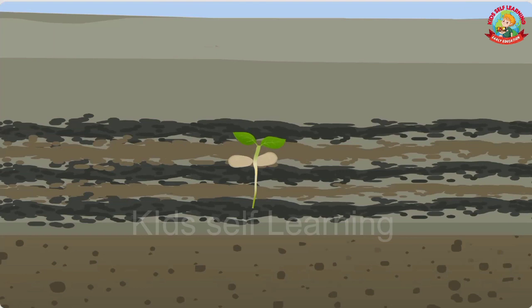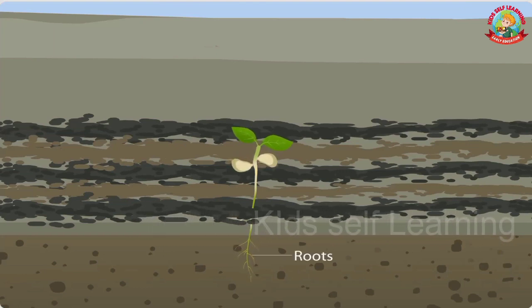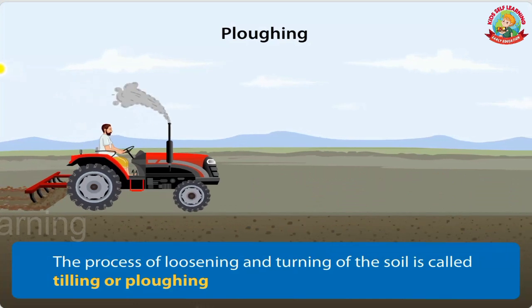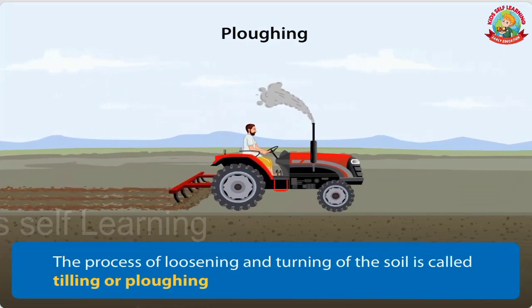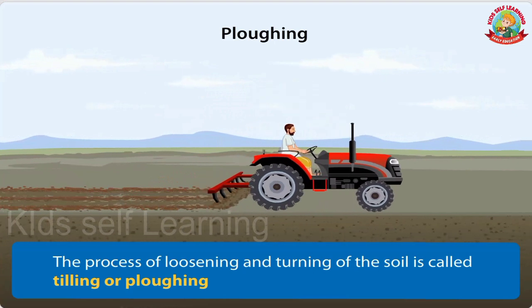Apart from these, loosening of soil also allows the roots of growing crop to penetrate deep into the soil and helps the plant to breathe easily. Plowing. The process of loosening and turning of the soil is called tilling or plowing.